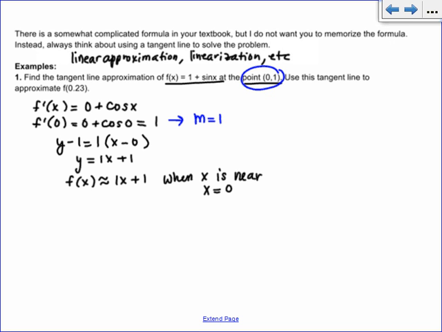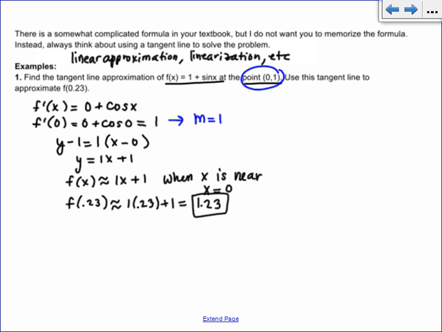If I want to find an approximation for f of 0.23, then instead of going back and plugging into 1 plus sine of 0.23, I have no idea what sine of 0.23 is, right? We don't know what that is. We plug it into this linear approximation. So I have 1 times 0.23 plus 1, so I get 1.23.